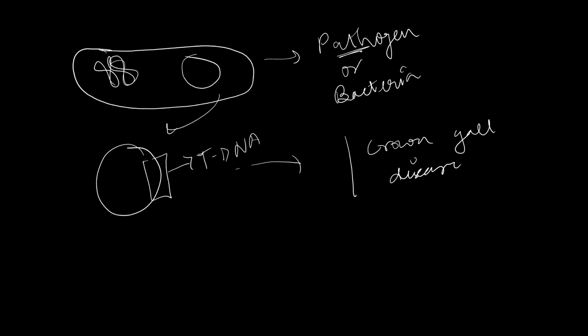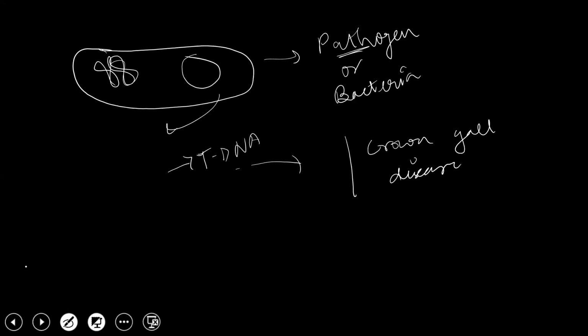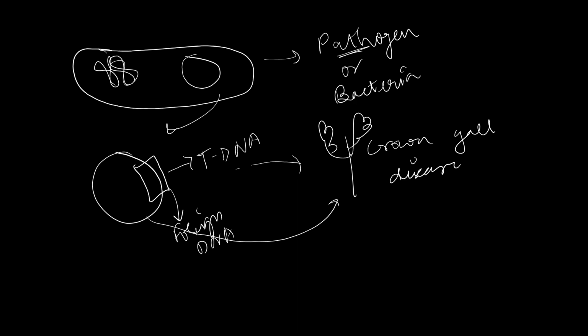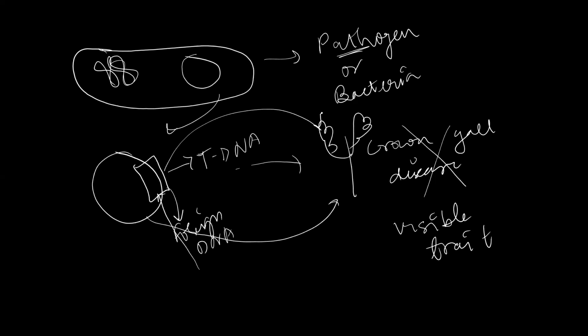Now what we can do is remove this tDNA and incorporate our foreign DNA into it. So if we put foreign DNA here in the tDNA region, we can incorporate this plasmid into the plant cell, and then we will not have any crown gall disease, but we will have a visible trait. This foreign DNA which we incorporate instead of tDNA will be incorporated into the plant cell, and we will have some visible trait because of the foreign DNA.